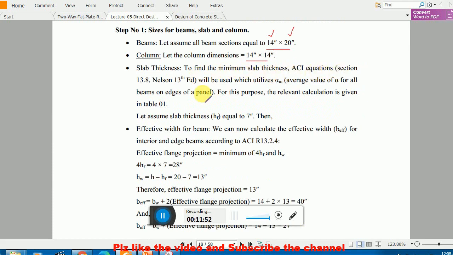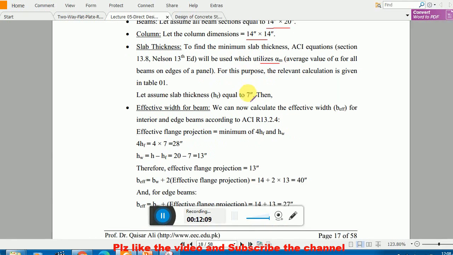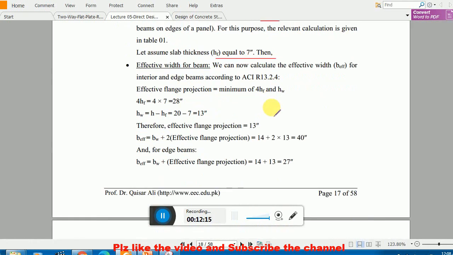Slab thickness. To find the minimum slab thickness, use the ACI equations. In this case, I already uploaded 2 lectures, lecture number 1 and lecture 2, regarding slab thickness. So please watch those lectures, because in this case the calculation is a little bit different. The thickness which I use here is 7 inches. Clear?